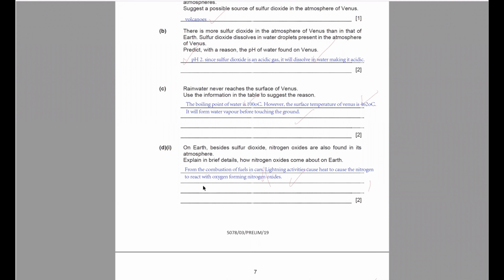Then when you talk about lightning activities, you say that nitrogen and oxygen react because of high temperature, which is fine too. So that's the only thing I want to add: the high temperature of car engines causes nitrogen and oxygen to react. One mark. And this is the other mark. So these are how the marks are allocated.